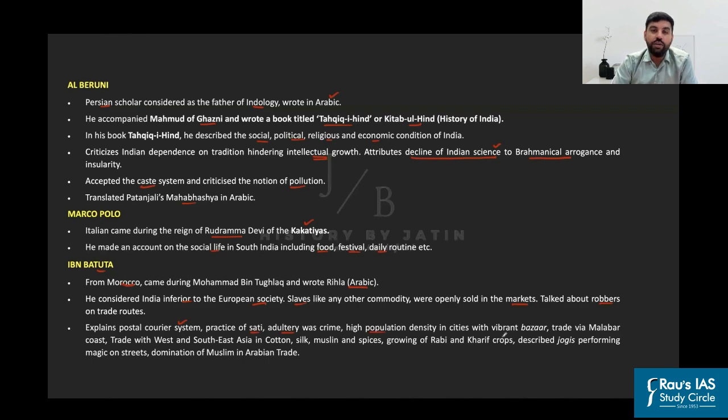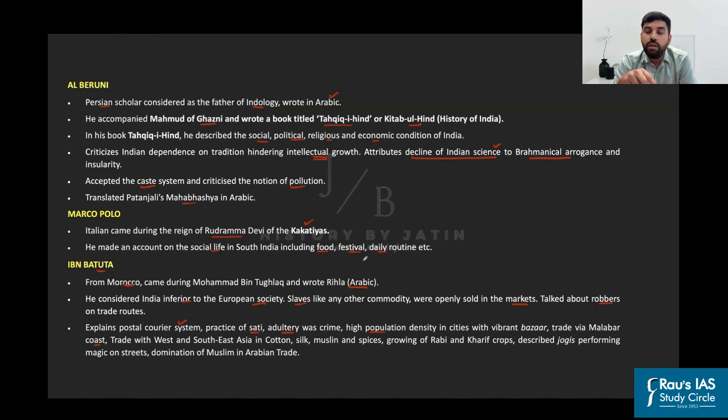If he had come to Delhi at this point of time, he would have got a cardiac arrest. Right now he would have a heart attack seeing India. He talks about the trade via the Malabar coast, trade to West and Southeast Asia, cotton, silk, muslin, spices. We all know these were the traded items of India. Now, the thing is that Ibn Battuta did not visit the eastern part of India. He visited the southern part of India.